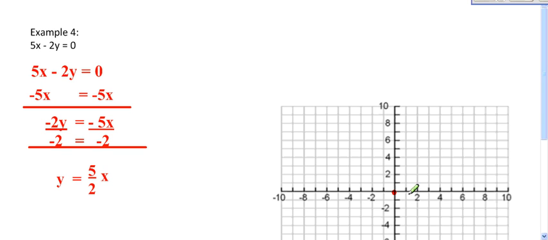So rise over run. Your run is 2. So I come over from my point, 1, 2. My rise is 1, 2, 3, 4, 5. And I have my 2 points. And I can construct that linear line just like that.